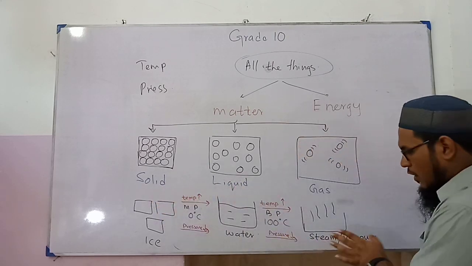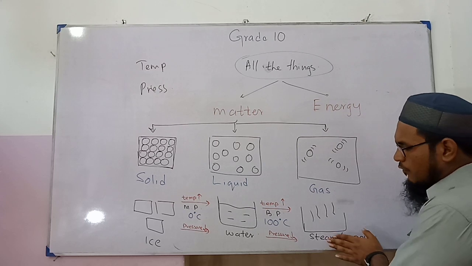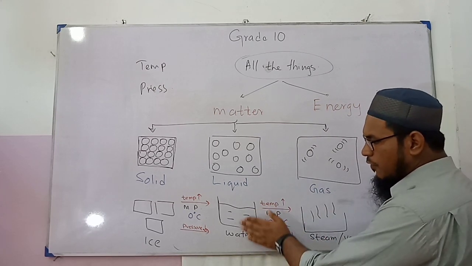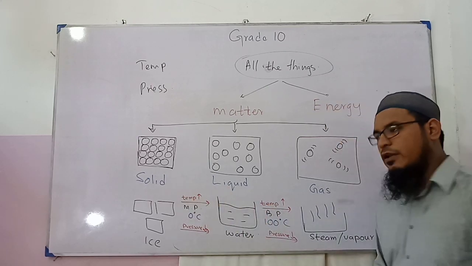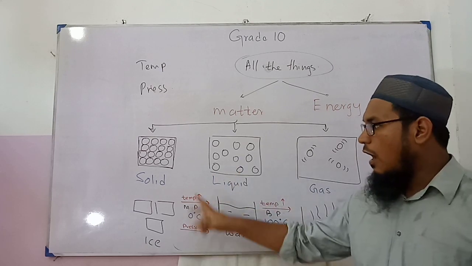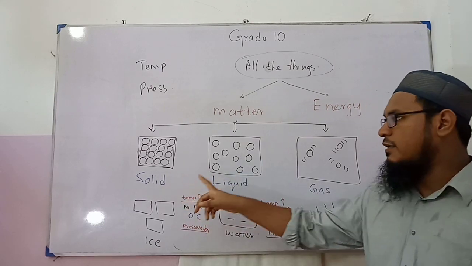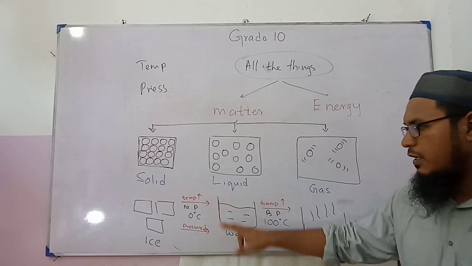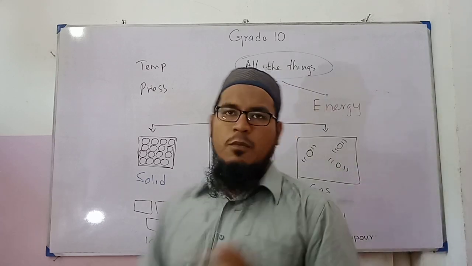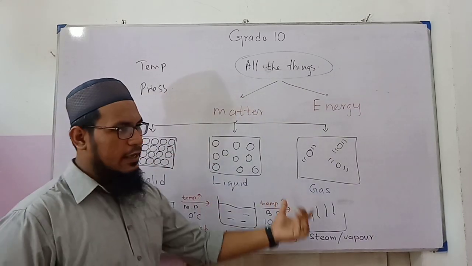When you take pressure from steam or from gas, when you increase the pressure, it becomes water. When you increase the pressure from water, it turns into ice. So I hope you have understood with this small example how the state of matter changes when you change the temperature and the pressure. So I hope you all have a clear idea about solid, liquid and gases.